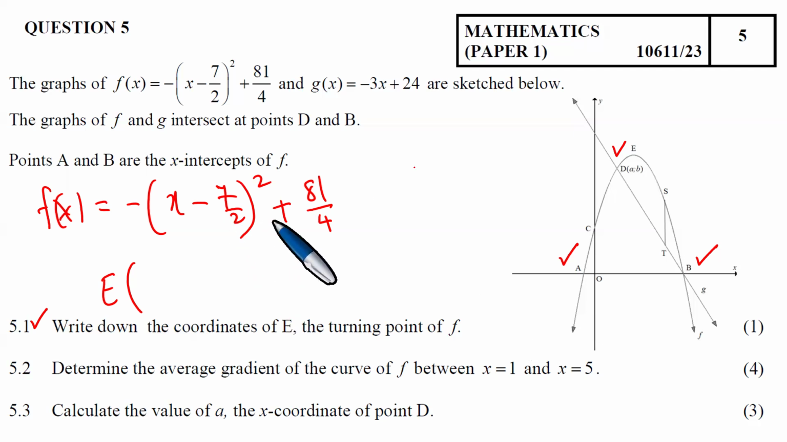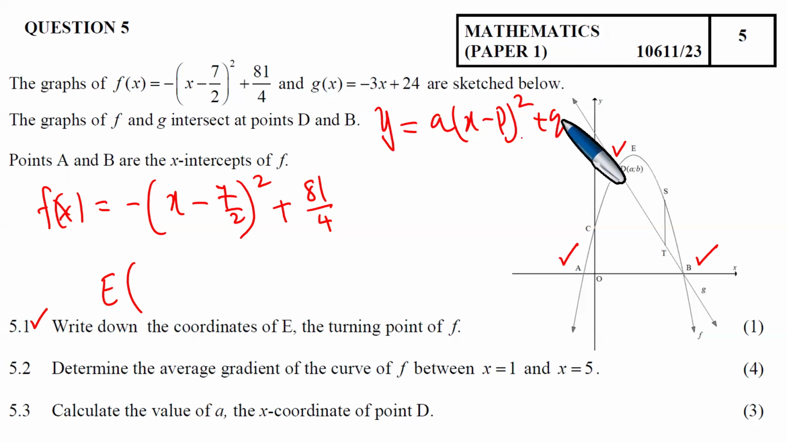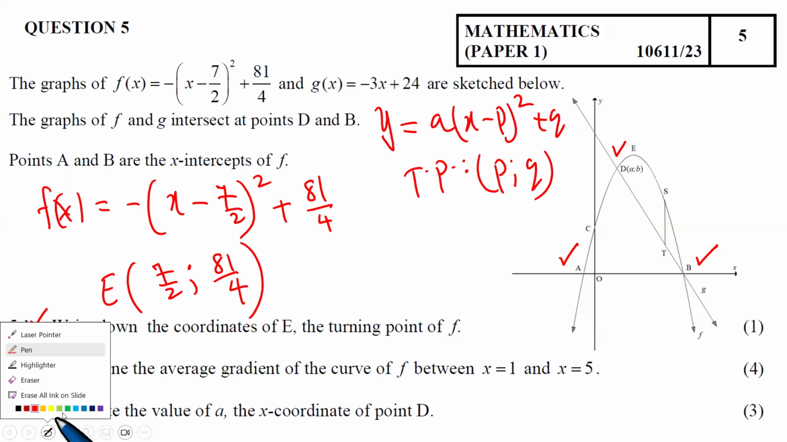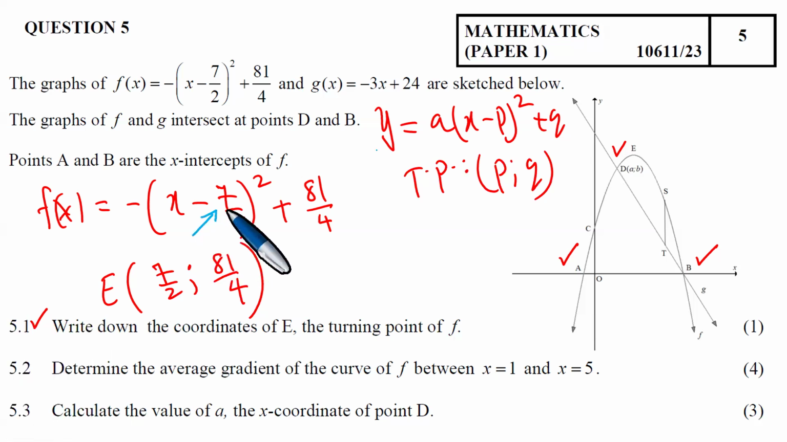Right, if you were told in the exam that y is equal to a(x minus p) squared plus q, the turning point becomes (p, q). So the coordinates of E will then be (7 over 2, 81 over 4). The 7 over 2 is picked clearly from there, because if it is minus p, you just write down the p. And if it is q, then you just write down the q there.